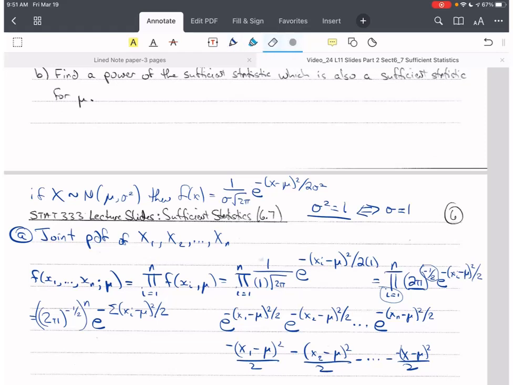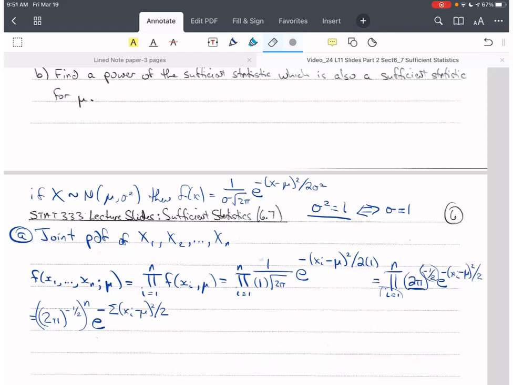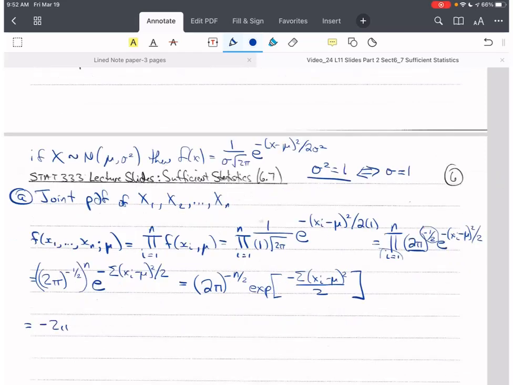All right, and I'm going to get rid of the explanation here. That is not something you need to show when you're doing the problem. You can do that on scratch paper. And so I can then write this as (2 pi) to the negative n over 2, and I'm going to change this to make it easier, exp, of negative sum of (xi minus mu) quantity squared over 2. Now, we're going to rewrite the first, which is 2 pi to the negative, or I'm sorry, there's no negative out in the front, but it's negative n over 2.